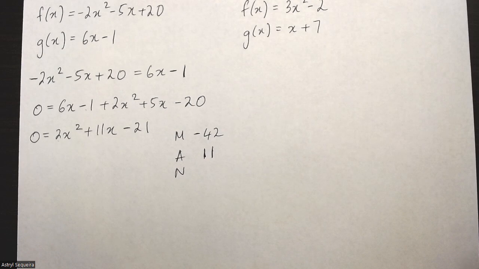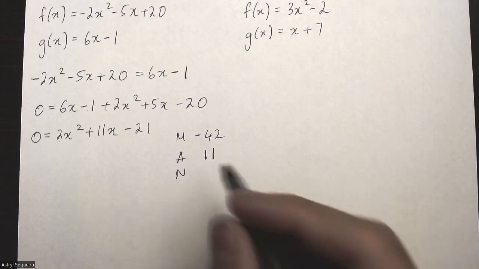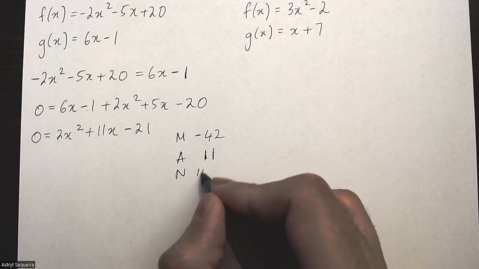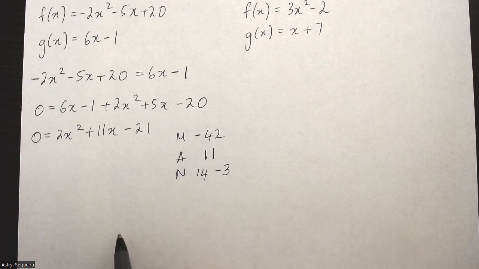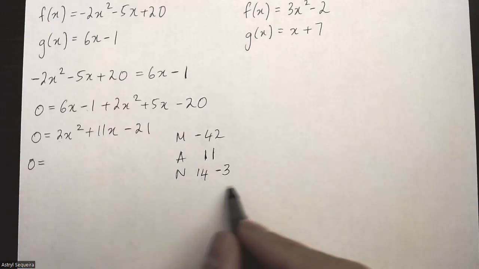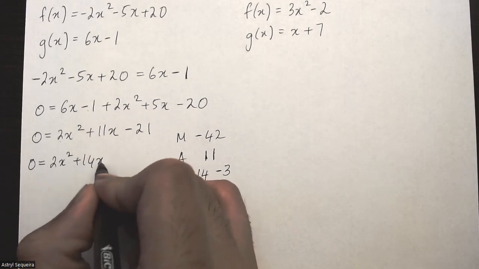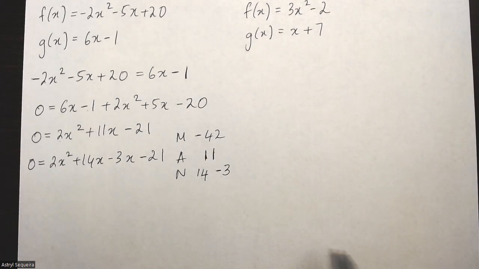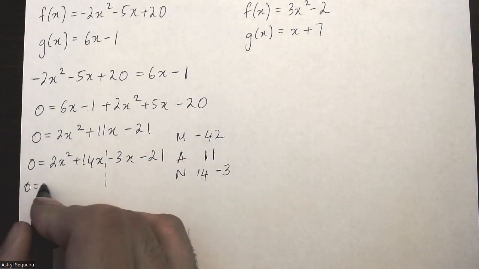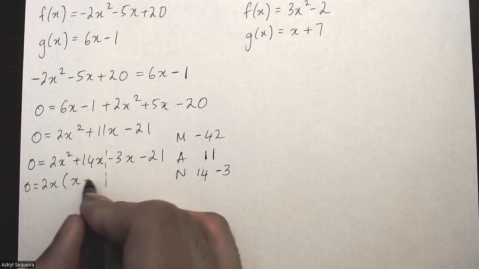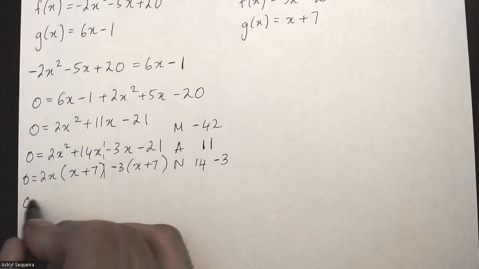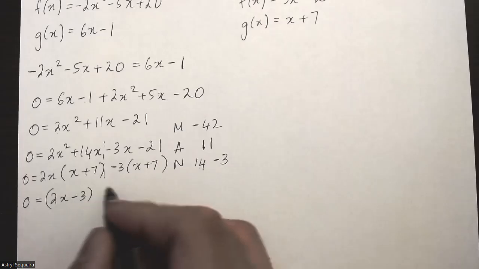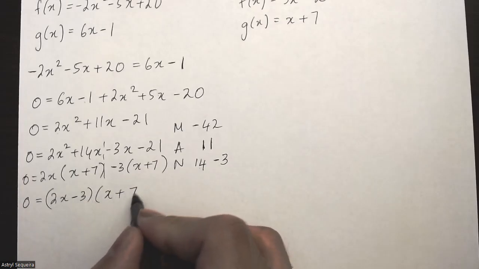And my two numbers over here, let's see, 7, 8, 14, and negative 3. 14 times negative 3 is negative 42, and 14 plus negative 3 is 11. So now, since it's a complex trinomial, I have to factor by grouping. So I have 2x squared plus 14x minus 3x minus 21. Going to group it in the middle. So over here, my common factor is 2x. Now I'm left with x plus 7. Here my common factor is negative 3, and I'm left with x plus 7. Means my solution is 2x minus 3 times x plus 7.